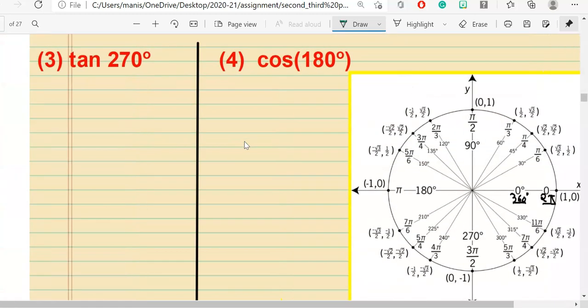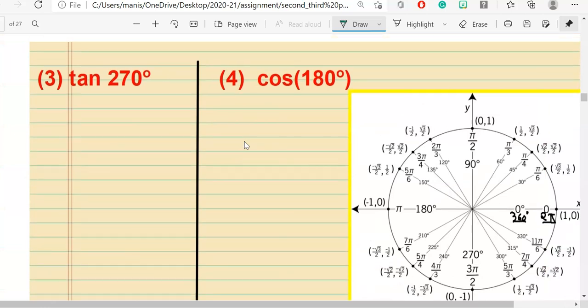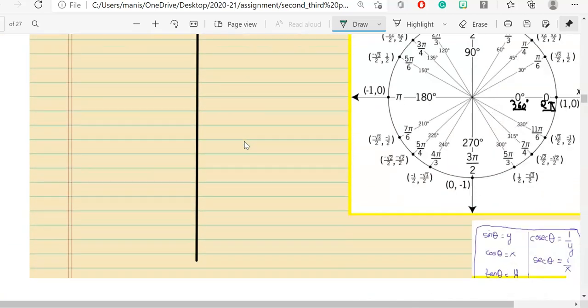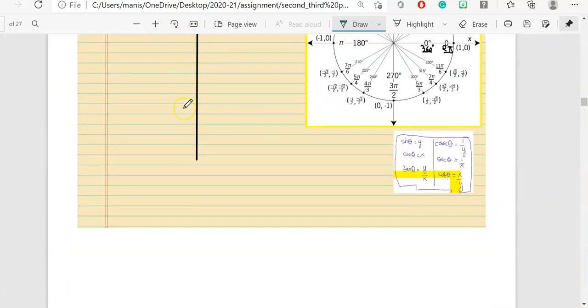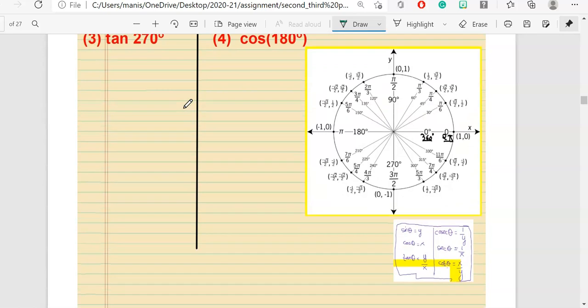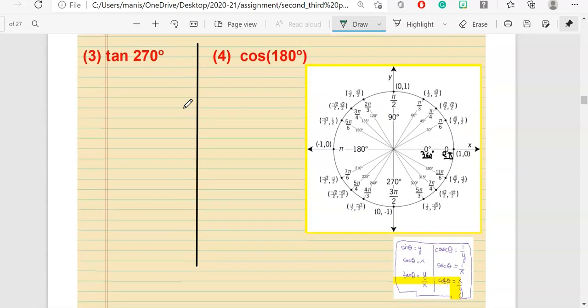Okay, I will go to question number 3 over here, and again I will use the same approach. First of all, you see I have my formula chart over here, chart number 1 and 2, both of them, and I will zoom in as the need arises. Now this one says tangent 270 degrees. First of all, I want you all to pay attention only to the word where it says tangent. So tangent 270 degrees is equal to what?